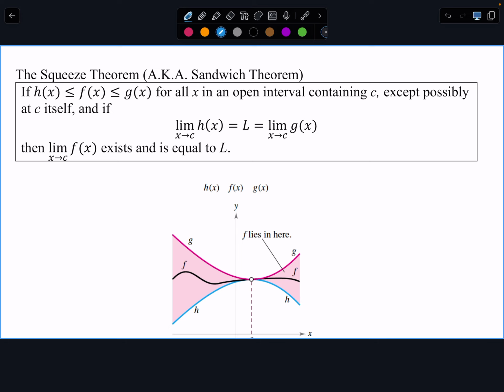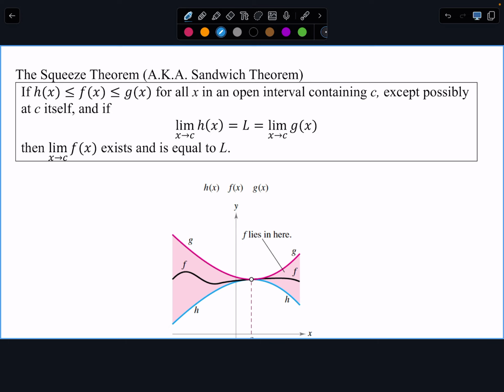And if the limit as x approaches c of h of x, the outside function, and the limit as x approaches c of g of x, the other outside function, could also think of with sandwich theorem as the bread functions, right? The bread, and then f of x would be like the inside of the sandwich. If those two limits are equal to each other, equal to L, then by the squeeze theorem, the limit as x approaches c of that middle function f of x exists and is also equal to L.